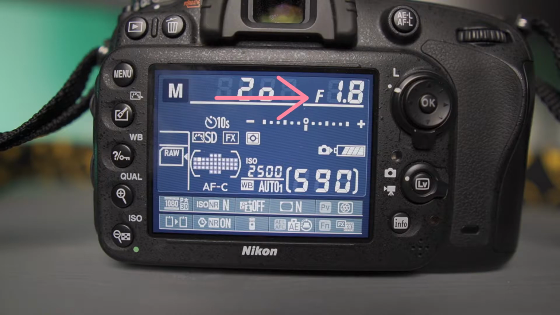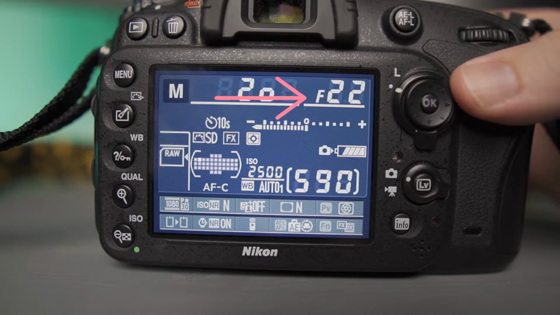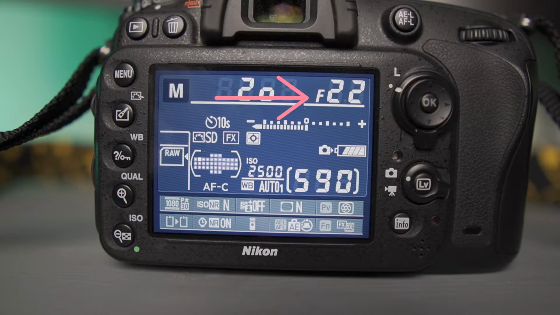When the aperture is a really small number like f1.4, that means that the aperture is going to be open really wide to allow a lot of light in. When the aperture number is really large, like f22, that means that the aperture on the camera is going to be really small and allow a very small amount of light into the camera. These f numbers are called f-stops.